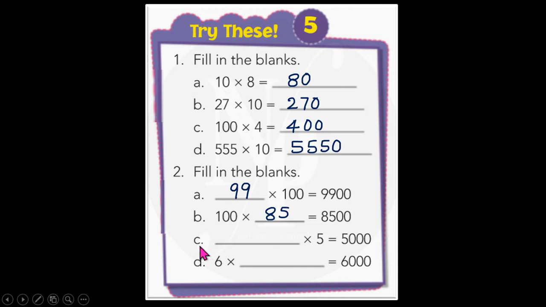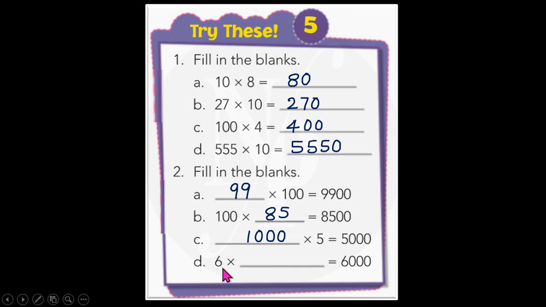Coming to C, here we have a blank space into 5 is equal to 5,000. Yes, 1,000. We have three zeros here. So if you multiply 5 by 1,000, you will get 5,000. So I will write 1,000 here in this blank space. 1, 0, 0, 0. 1,000 into 5 is equal to 5,000.